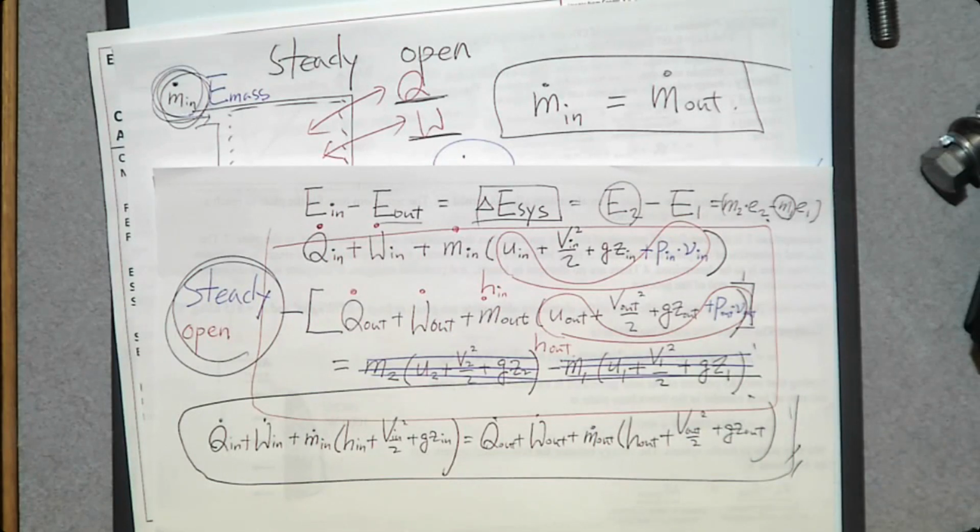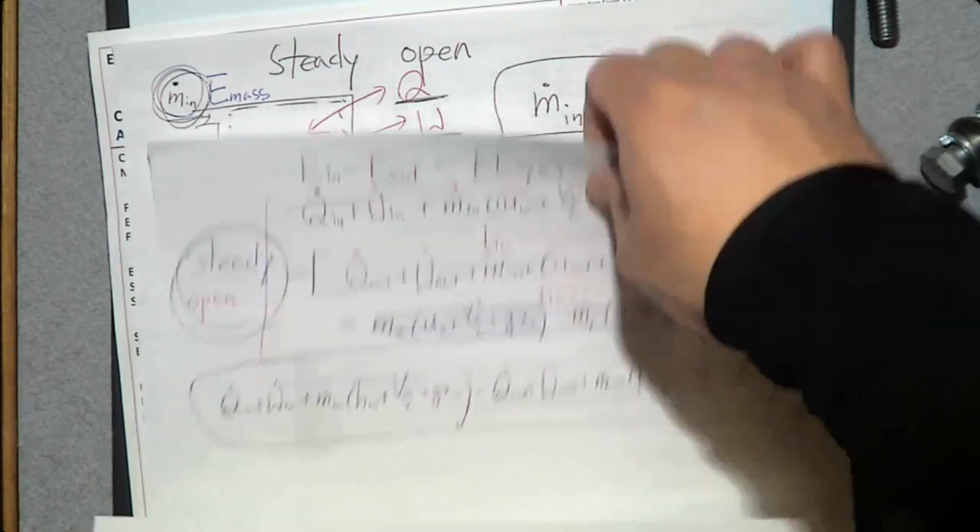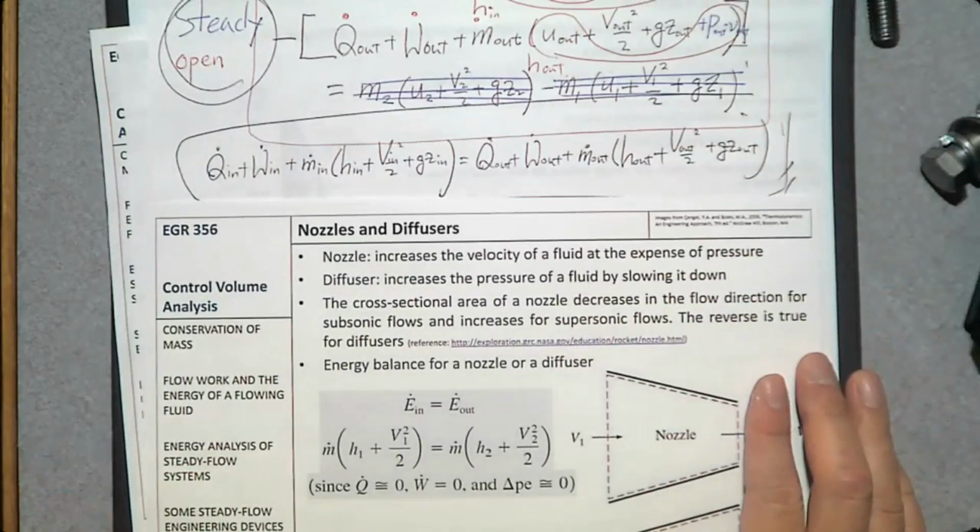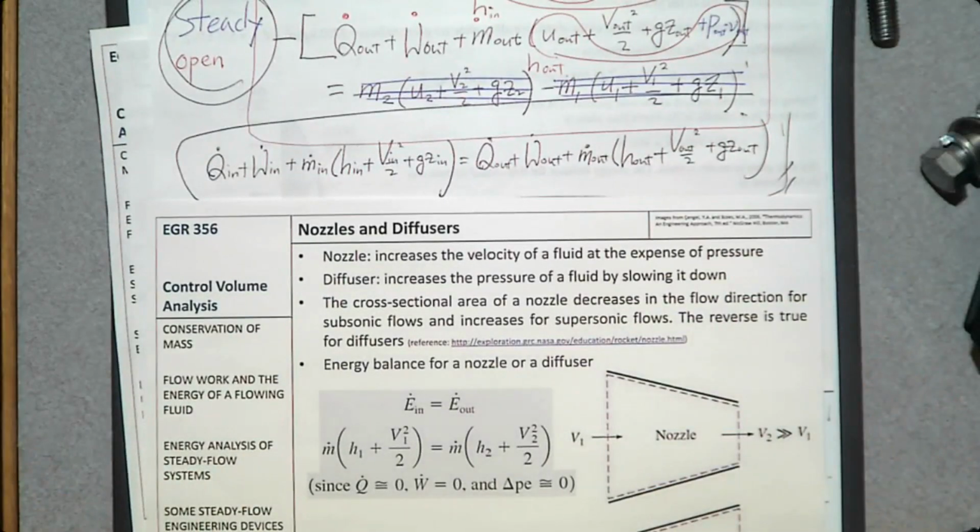Then let's study our first example. Nozzle and diffuser. What is a nozzle? It is a device that looks like this. We have a large opening at the inlet. We have a small opening at the exit. That's a nozzle. What does it do?